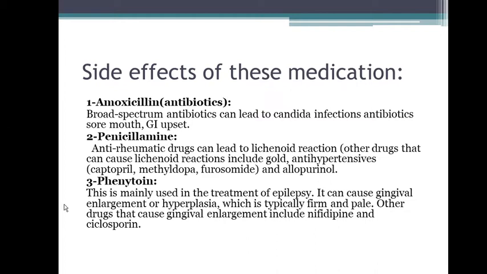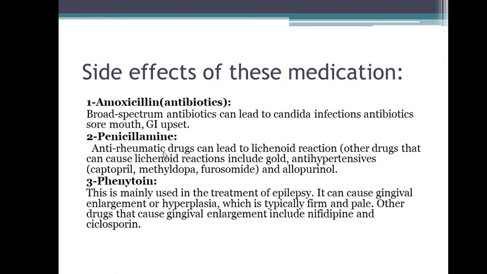Side effects of medication, like for example amoxicillin, penicillamine, and phenytoin. Let's talk about each drug independently. So we're going to talk about the antibiotics. Antibiotics are like broad spectrum antibiotics, like amoxicillin, can lead to Candida infections. Antibiotics can also cause sore mouth and GIT upset. So it can lead to the following side effects by time.